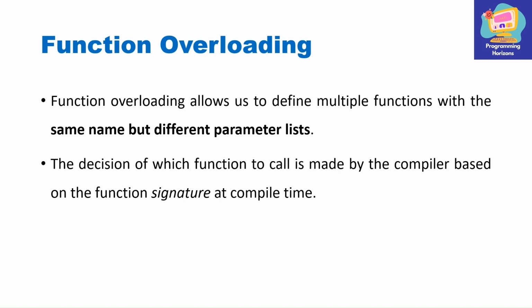Function overloading allows us to define multiple functions with the same name, but they are all different from each other in terms of their parameter list and sometimes even in terms of their return types. The decision of which function to call is made by the compiler at compile time based on the function signature. Let us understand function overloading through a small example.